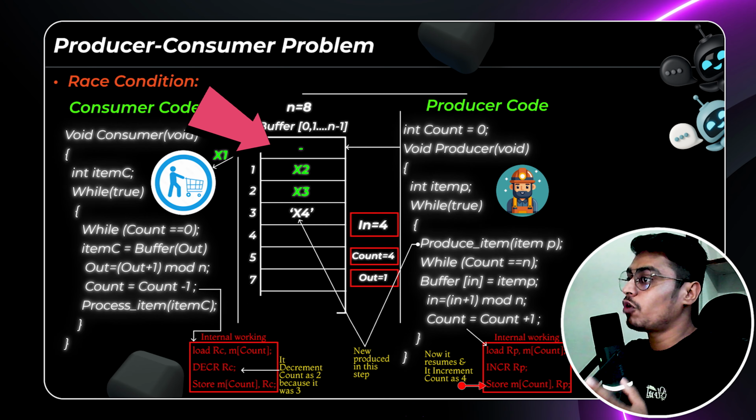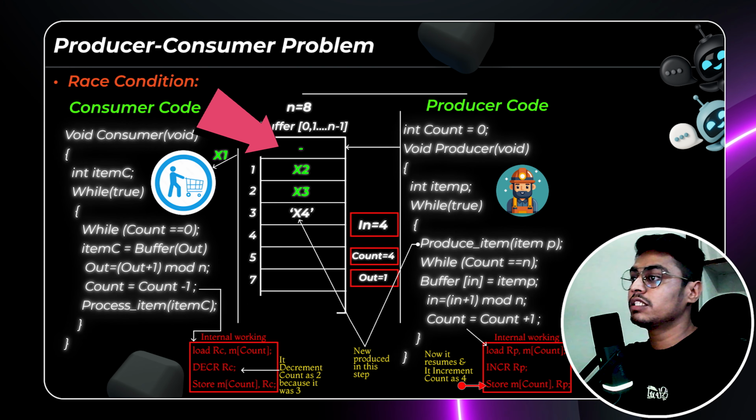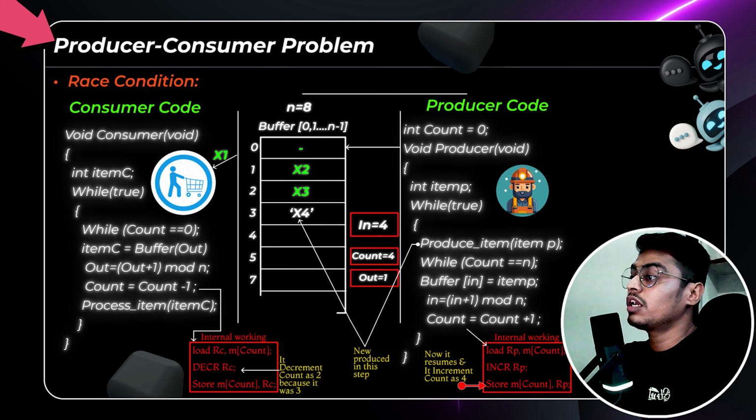If the producer produced one item, so there are x1, x2 and x4, and then the consumer consumed an item, what should the count be? The count should be 3. What is the final count? It is 4. So this is wrong. The final count is 4, but it should be 3. So that is the producer consumer problem.